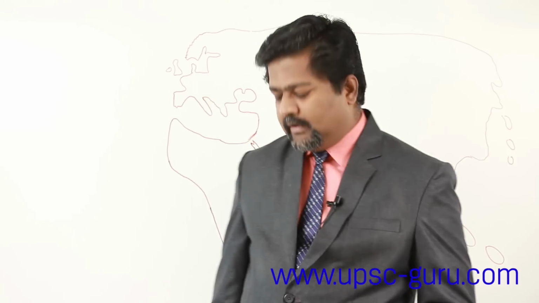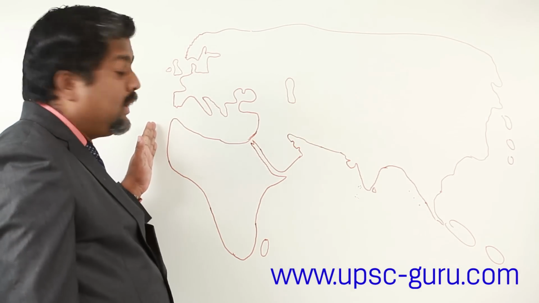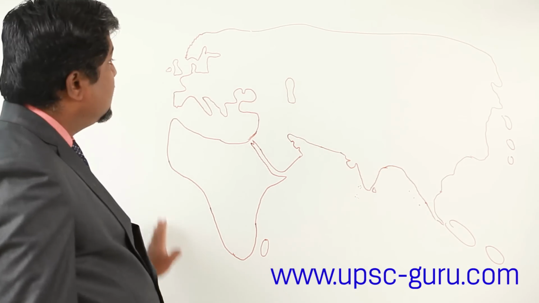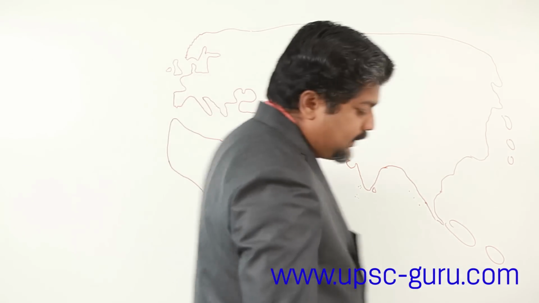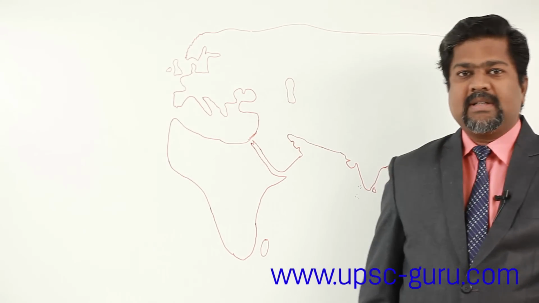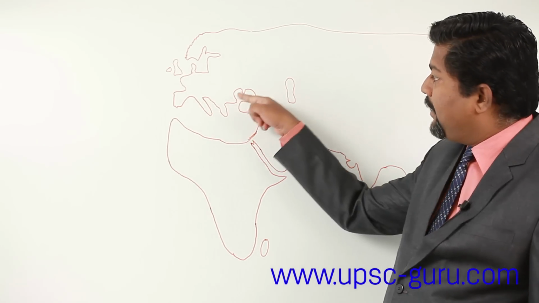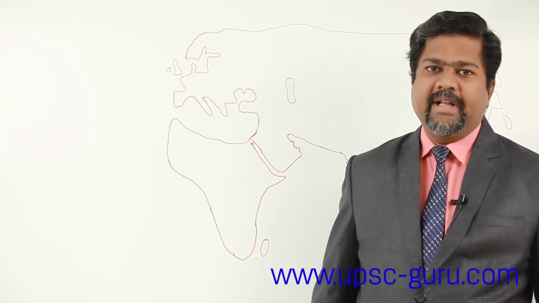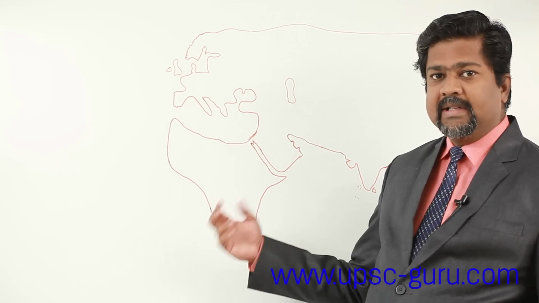So let us start from this side. Now here you are getting the Atlantic Ocean. So this water body is an ocean. This is called the Atlantic Ocean. Whereas here we are getting a sea that is in between and surrounded by a huge portion of land. We are calling this sea the Mediterranean Sea. It is surrounded by land, so it is the Mediterranean Sea.